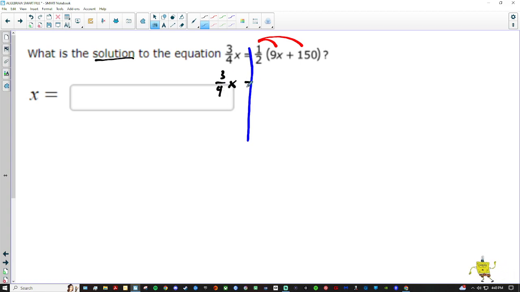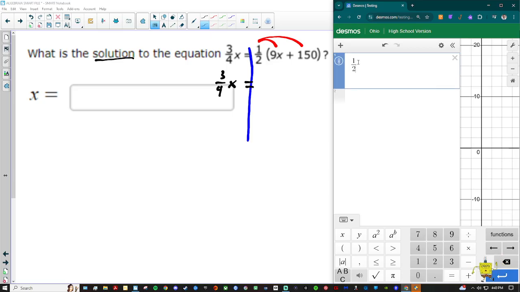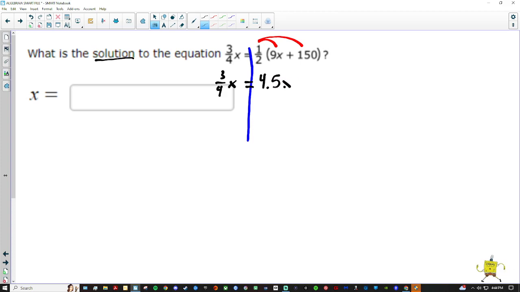3/4 x equals, I'm going to use Desmos to help me. So I have 1/2 times 9, and I have 1/2 times 150. So I'm going to have 4.5x plus 75. Okay, I need all of my variables on the left side. So this is 4.5x minus 4.5x on both sides.